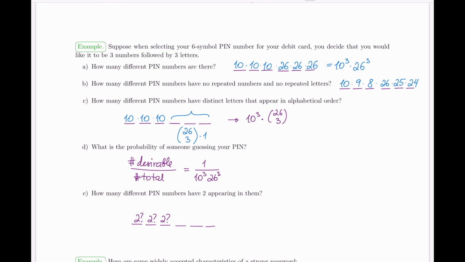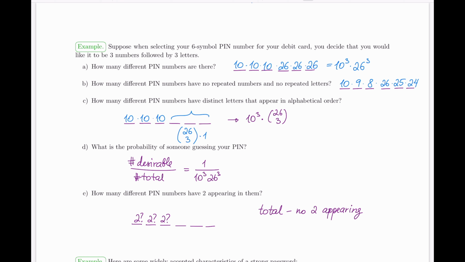Now the problem, of course, is it can be in one spot, or it can be in 2 spots, or it can be in 3 spots. So having a 2 appear means at least one 2 appears, but it could be more. Here is where thinking about the complement really helps. The number of ways to have a 2 appear is all the possible pins taken away the number of pins where no 2 appears. So I'm going to take the total and subtract the things that I do not wish, which are no 2 appearing.